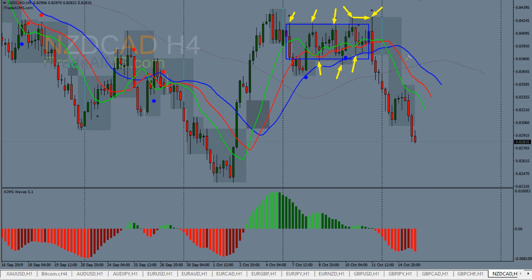So when this gator opens, then we wait for a pullback like so. And this pullback was so beautiful that when it happened and it touches the green line here, it creates a reversing candle, a pin bar if you like. It's created, and then you had a setup.